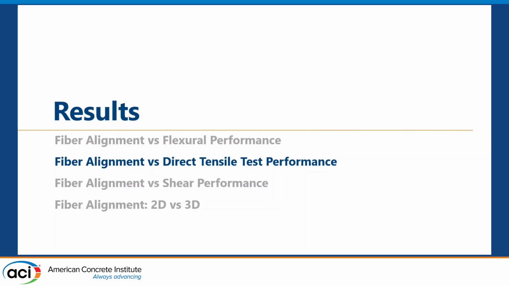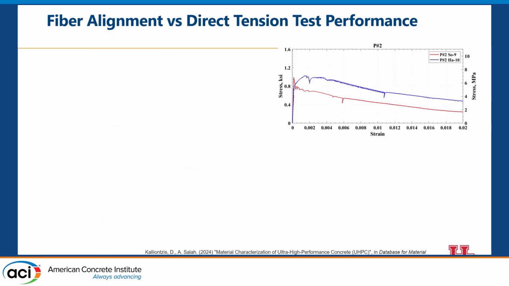In the next group of results, we look at fiber alignment versus direct tensile test performance. The plot here shows the stress strain curve for a pair of direct tensile test samples. These tests were done by Dimitrios and his students at the University of Houston, and we're grateful that they allowed us to use these results for our presentation. In the plot, the blue curve represents a sample showing strain hardening behavior, and the red one shows strain softening behavior.